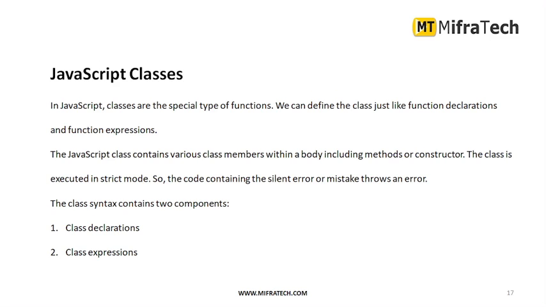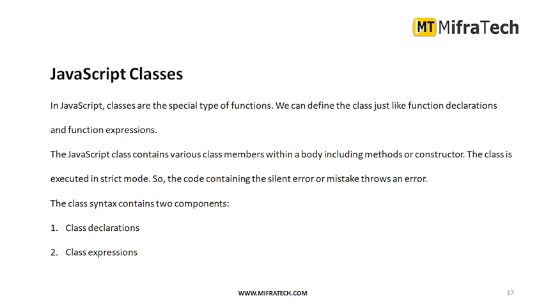JavaScript classes. In JavaScript, classes are a special type of function. We can define a class just like a function declaration and function expression. The JavaScript class contains various class members within its body, including methods or constructors. The class is executed in strict mode, so code containing a silent error or mistake throws an error. The class syntax contains two components: one is a class declaration, another is a class expression.